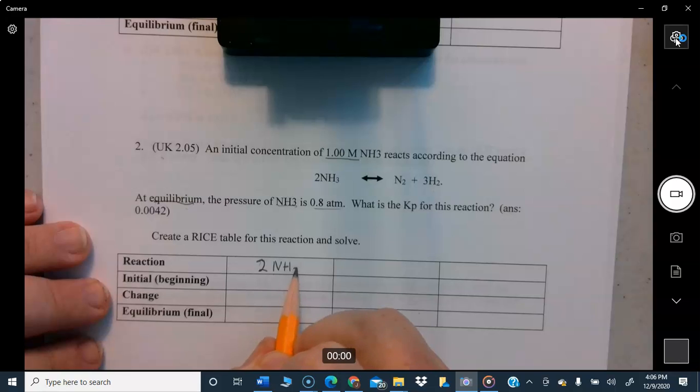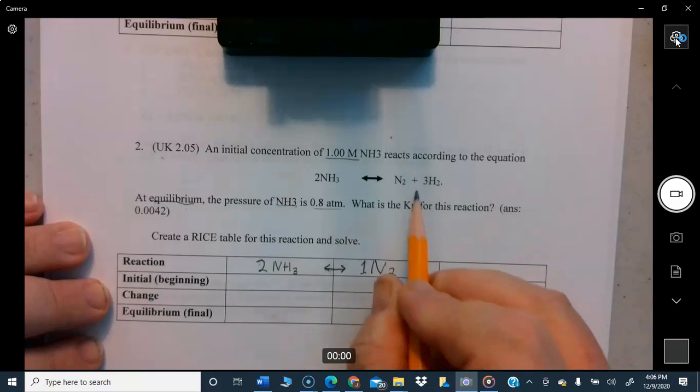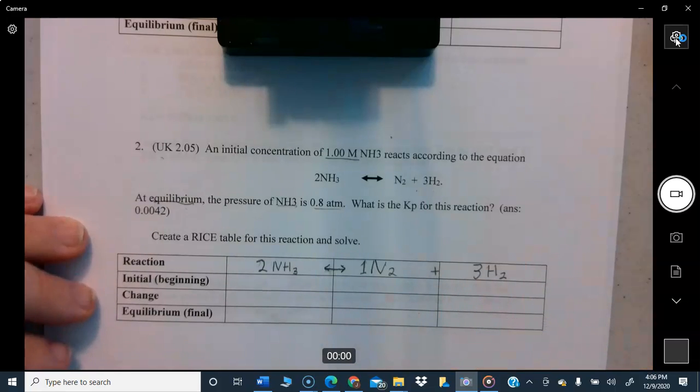Again, my preference is to write it with all the plus signs and arrows, and that's not a plus sign there, that's an arrow there. That way you remind yourself, the plus signs aren't important, but the arrows remind you which side is products and which side is reactants. Okay, and then you've got N2 and 3H2. So there's the complete reaction. That would be the plus sign right there.